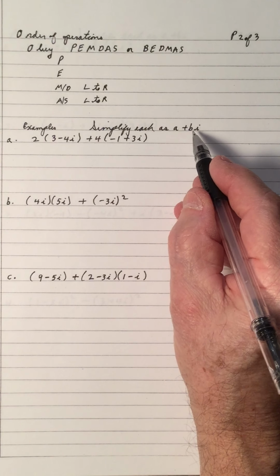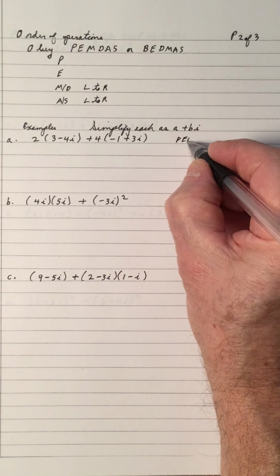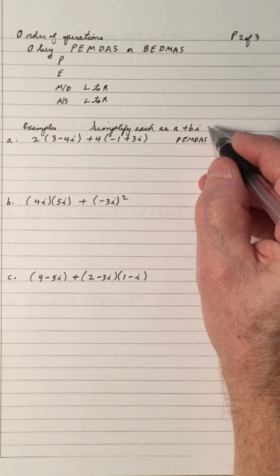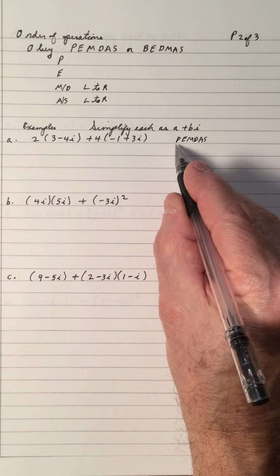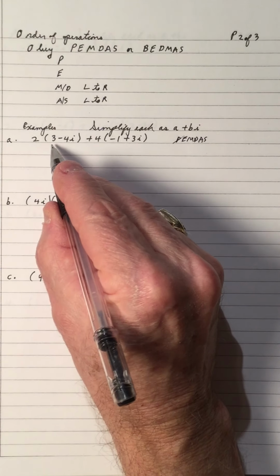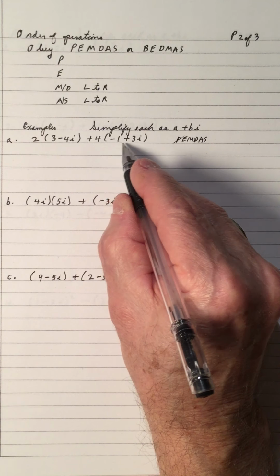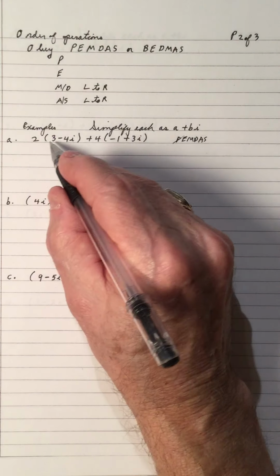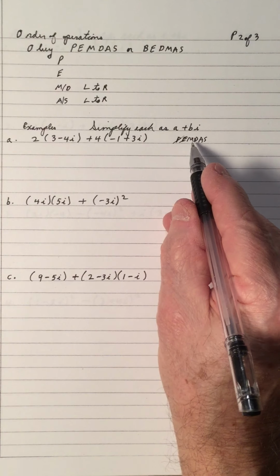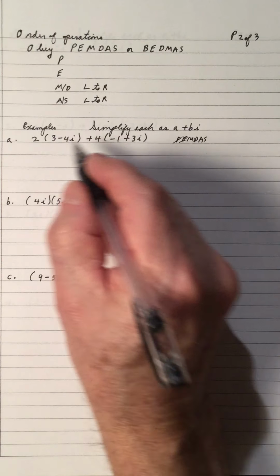Simplify each as A plus Bi. So notice we have PEMDAS. So we have to do inside the brackets first. So these cannot be simplified. 3 minus 4i and negative 1 plus 3i can't be simplified. We have no exponents or powers, so we have to multiply and divide next. So we'll multiply these two, and then we'll multiply these two.